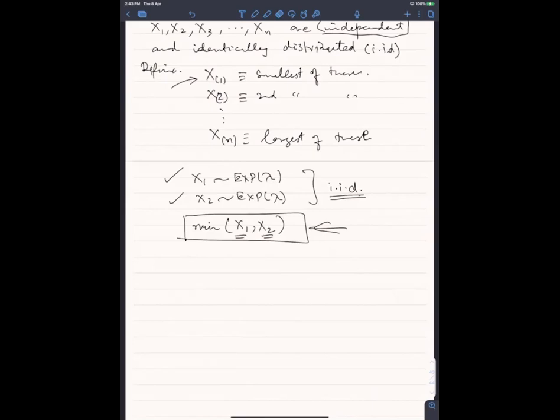Realize that this is a function of x1 and x2, ये x1 और x2 का फंक्शन है। ये फंक्शन ऑफ टू रैंडम वेरिएबल्स जो है वो एक रैंडम वेरिएबल ही होना चाहिए और इसकी डिस्ट्रीब्यूशन मैं फाइंड कर सकता हूं, ठीक है। So x1 is the smallest, x2 is the second smallest, and so on and so forth.